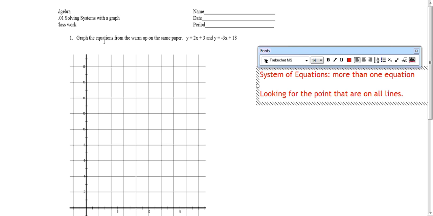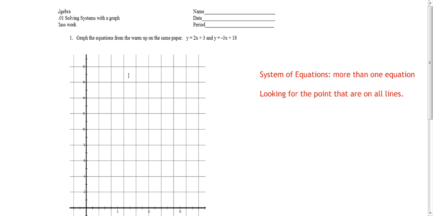So in this first problem that you have to do here, it says graph the equations from the warm-up on the same paper. So these are the two equations up here. y equals 2x plus 3, y equals negative 3x plus 18. So we're going to go through and we're going to graph that.